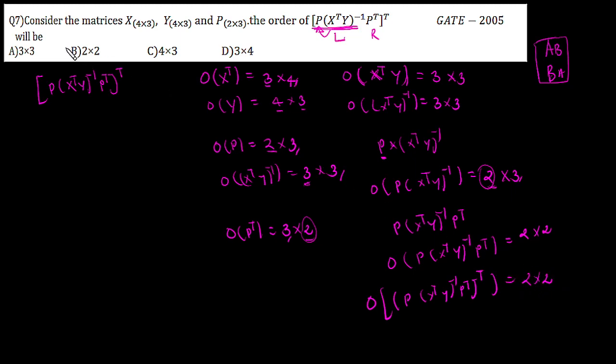Now look at the options. Option B is the correct order for this whole matrix after the multiplication, inverse, transpose and taking the whole transpose. So after all these operations, the resultant matrix has the order of 2 cross 2 and it is a square matrix.